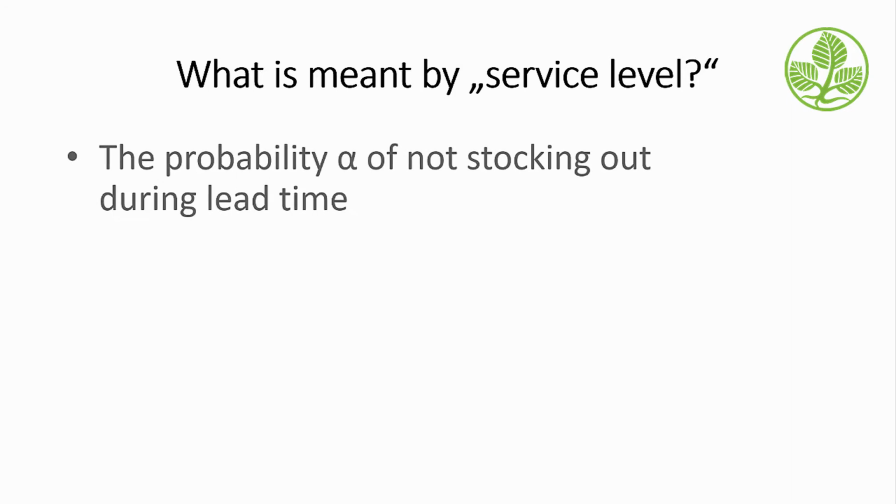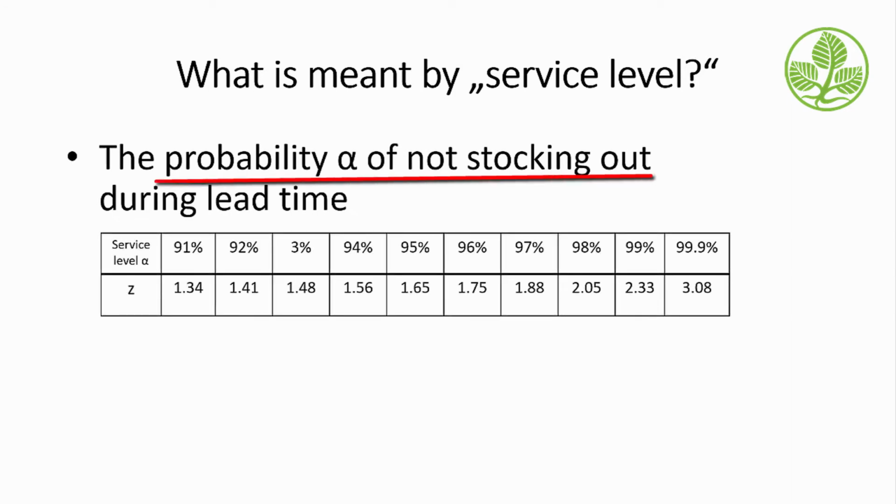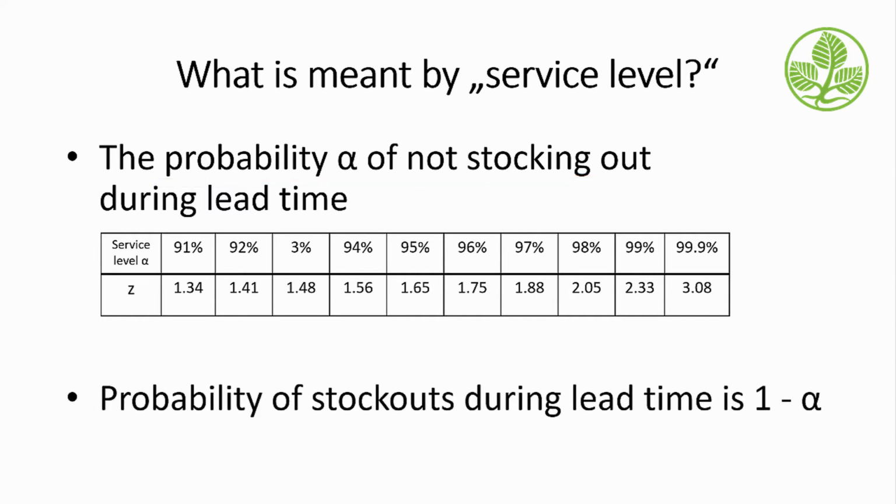For our approach, the service level is defined as the probability of not stocking out during the lead time. For example, if the cafe specifies a service level of 95%, then on average 95% of the customer orders can be fulfilled.